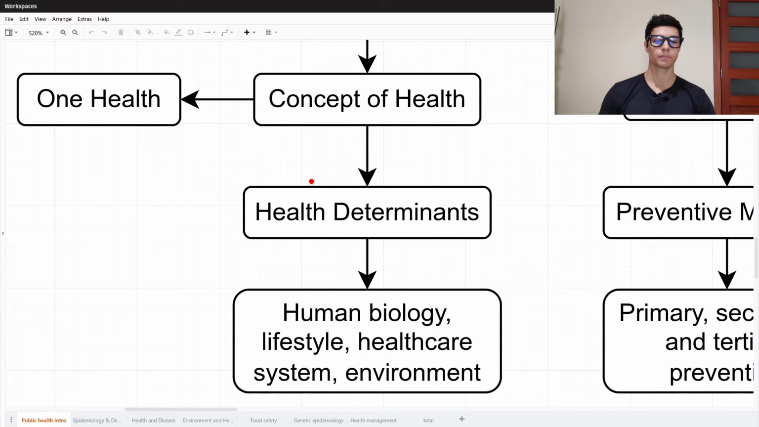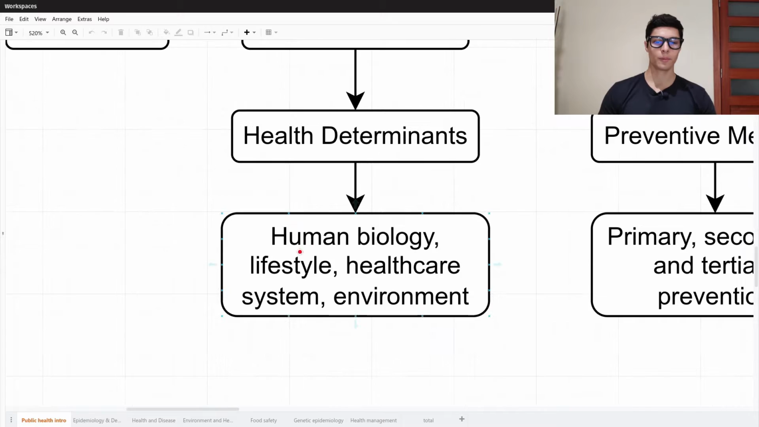And health has a lot of determinants. Why do we consider a person as healthy? A lot depends on the human biology of the individual and his lifestyle, the healthcare system in the country he lives in, and also the environment in which the individual lives. These are factors that determine if a person is healthy or not.